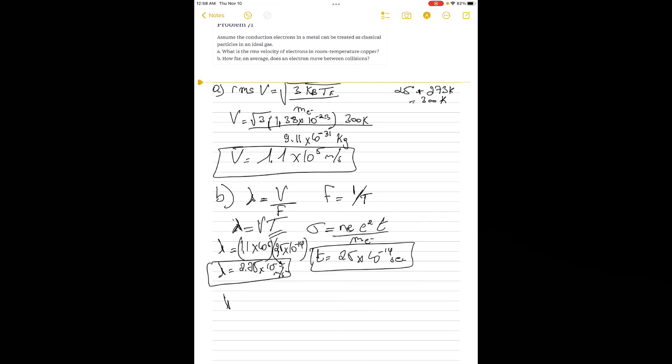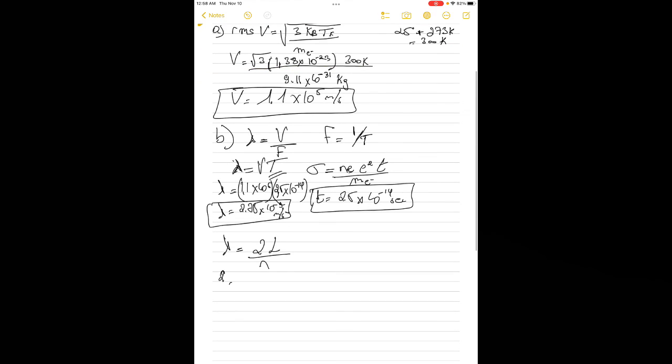We know that the wavelength lambda is 2 times the length over the number of the first wavelength. So 2.75 times 10 to the power of minus 9 equals 2L divided by 1. So the length will equal 1.4 times 10 to the power of minus 9.